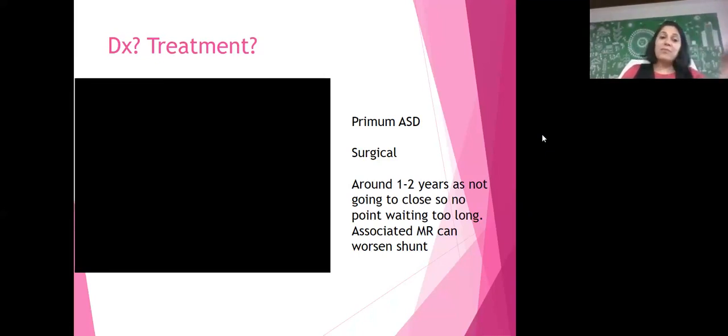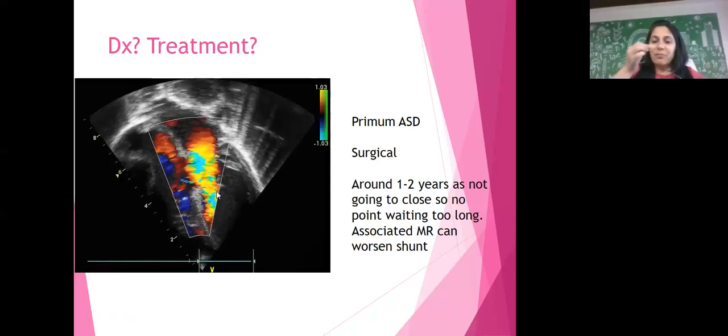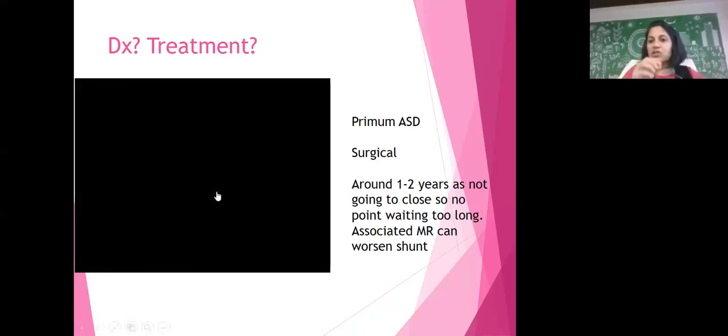Now, why are we doing primum ASD early? The reason is, if you see this echo, most of them are associated with what is called a cleft in the mitral valve, because this is an endocardial cushion defect. When you have a cleft in the mitral valve, you have mitral regurg. That mitral regurg will also go left to right, right? You will have not only the LA to RA pulmonary vein blood going left to right, now MR blood is also going left to right. So they can develop earlier pulmonary hypertension, earlier vascular damage. So primum ASDs, we need to operate, and typically earlier than secundum ASD.